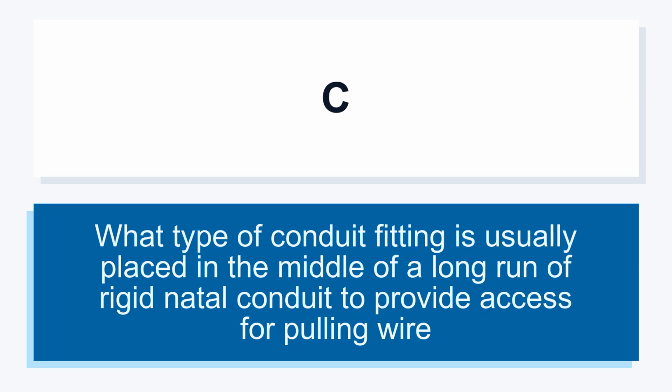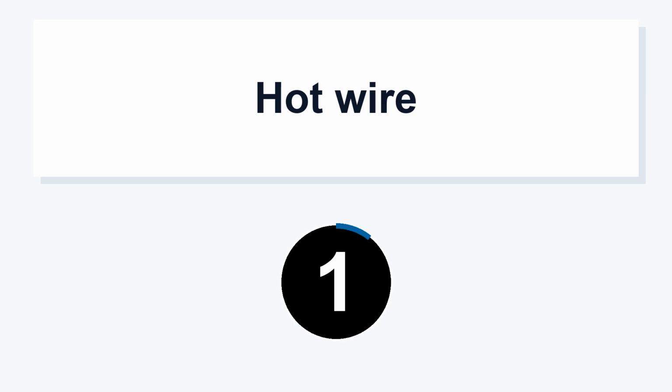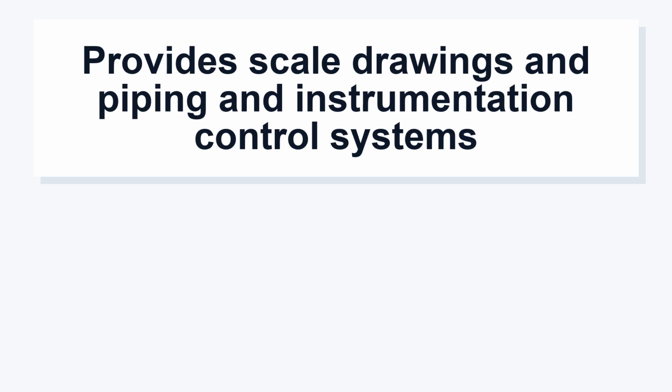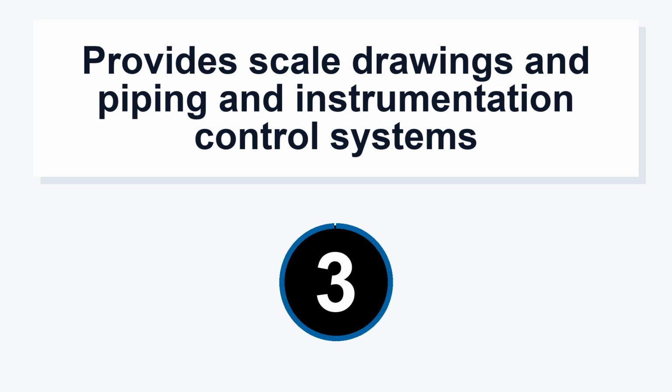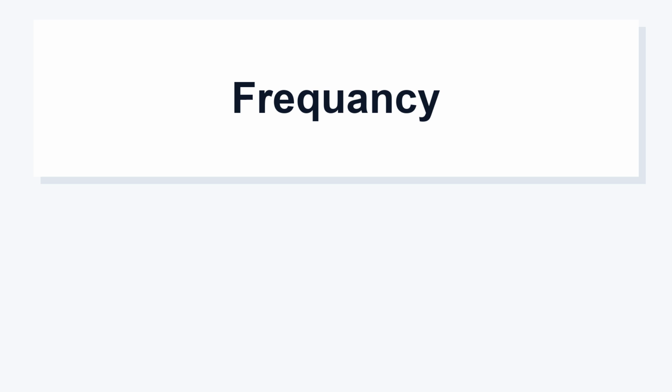What type of conduit fitting is usually placed in the middle of a long run of rigid metal conduit to provide access for pulling wire? Hot wire. A brass-colored terminal on a receptacle indicates that it should be used to connect what type of wire? Provides scale drawings and piping and instrumentation control systems. What is the primary purpose of a P&ID?